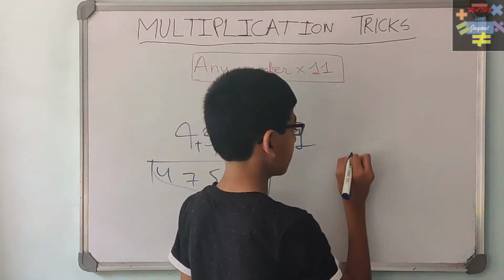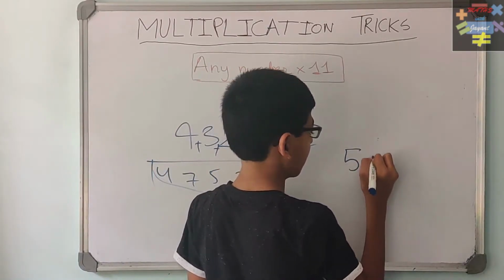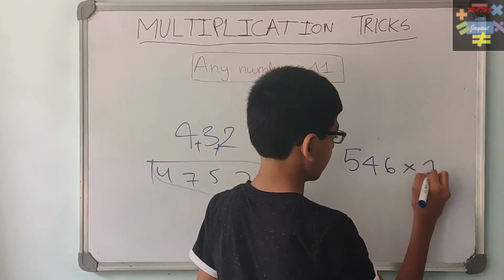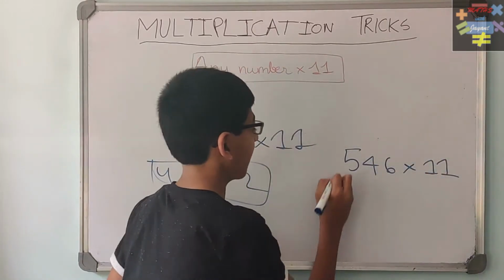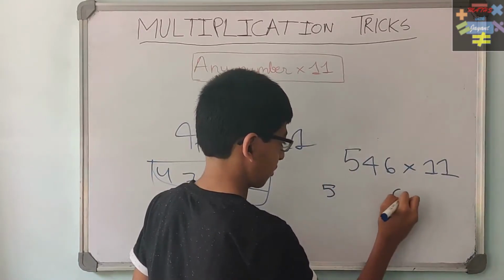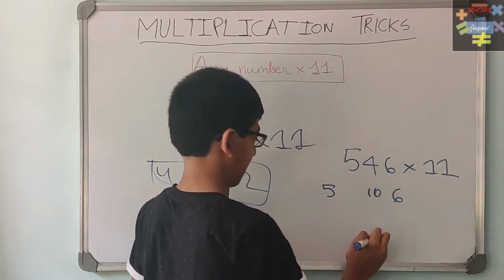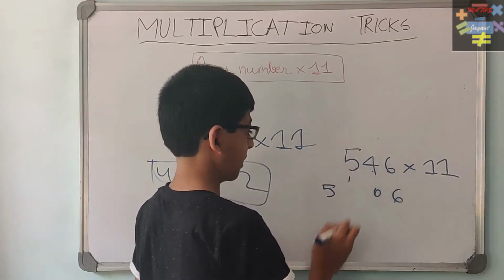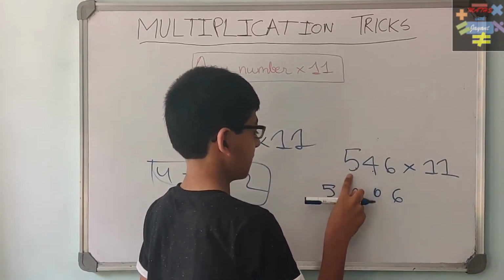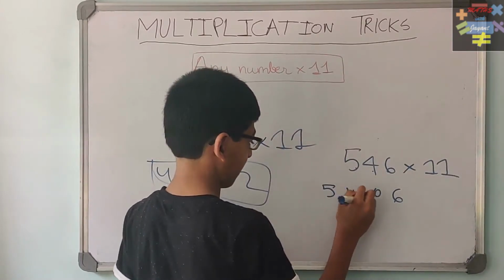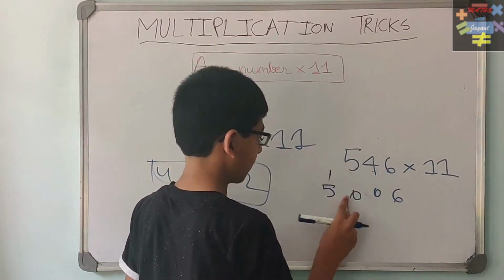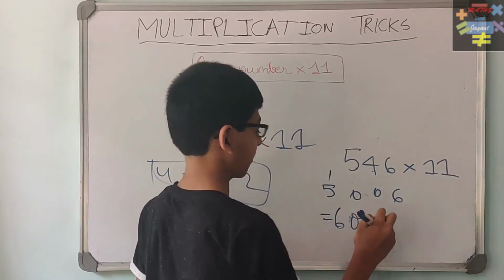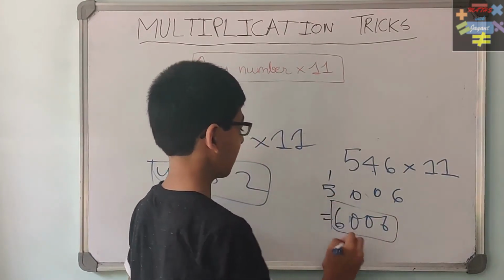Now let's suppose we have a question as 546 into 11. So write 5 over here, write 6 over here. 6 plus 4, 10. Now this one is going to go carry forward for the next one. 5 plus 4, 9. 9 plus 1 gives us 10. Again, this one goes carry forward. Then 1 plus 5 gives us 6. So our answer comes as 6006.